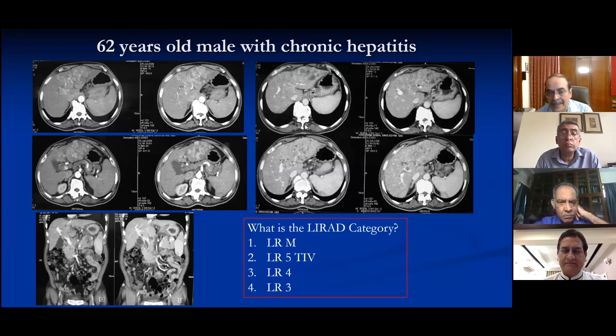And this is the portal vein. And this is the filling defect within the portal vein. No biopsy, no further confirmation, and they can go ahead and treat this as an HCC. Okay, very well done. This is LR5 TIV for a patient who has chronic active hepatitis.